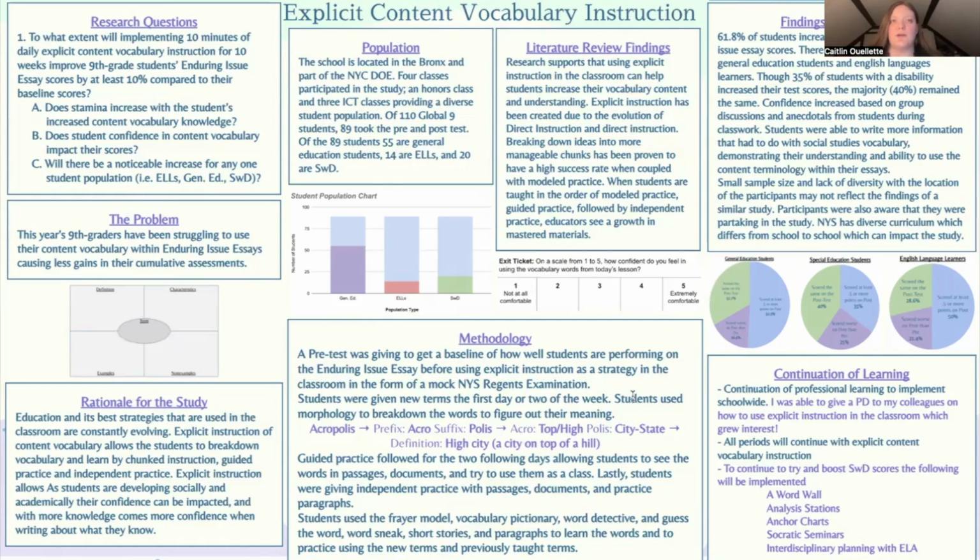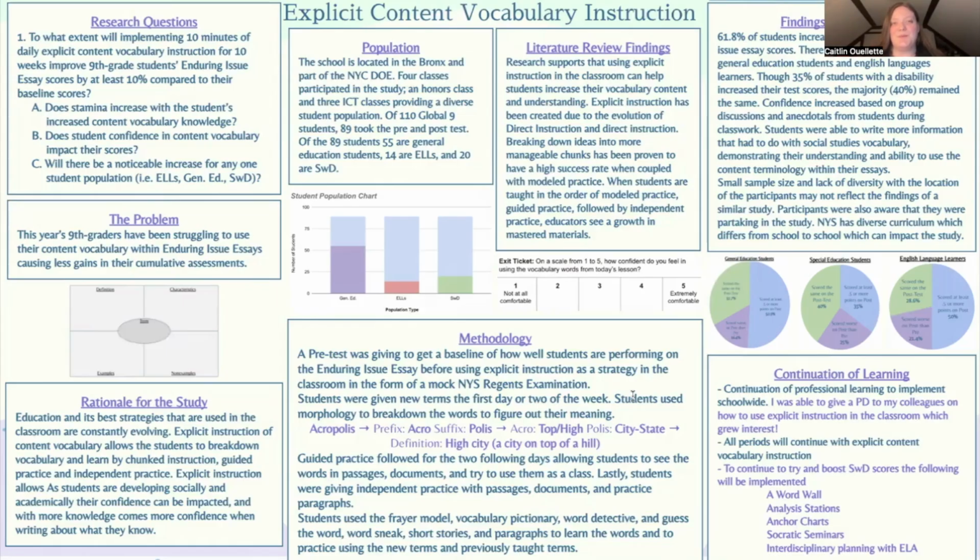So an enduring issue essay is similar to an argumentative essay where you're trying to prove that you are correct. So having a graphic organizer that is used in multiple classrooms across multiple years could help them increase their enduring issue score. And with all of these tools, hopefully students with disabilities will be able to catch up to their counterparts of English language learners as well as their general education students, if not surpass them.